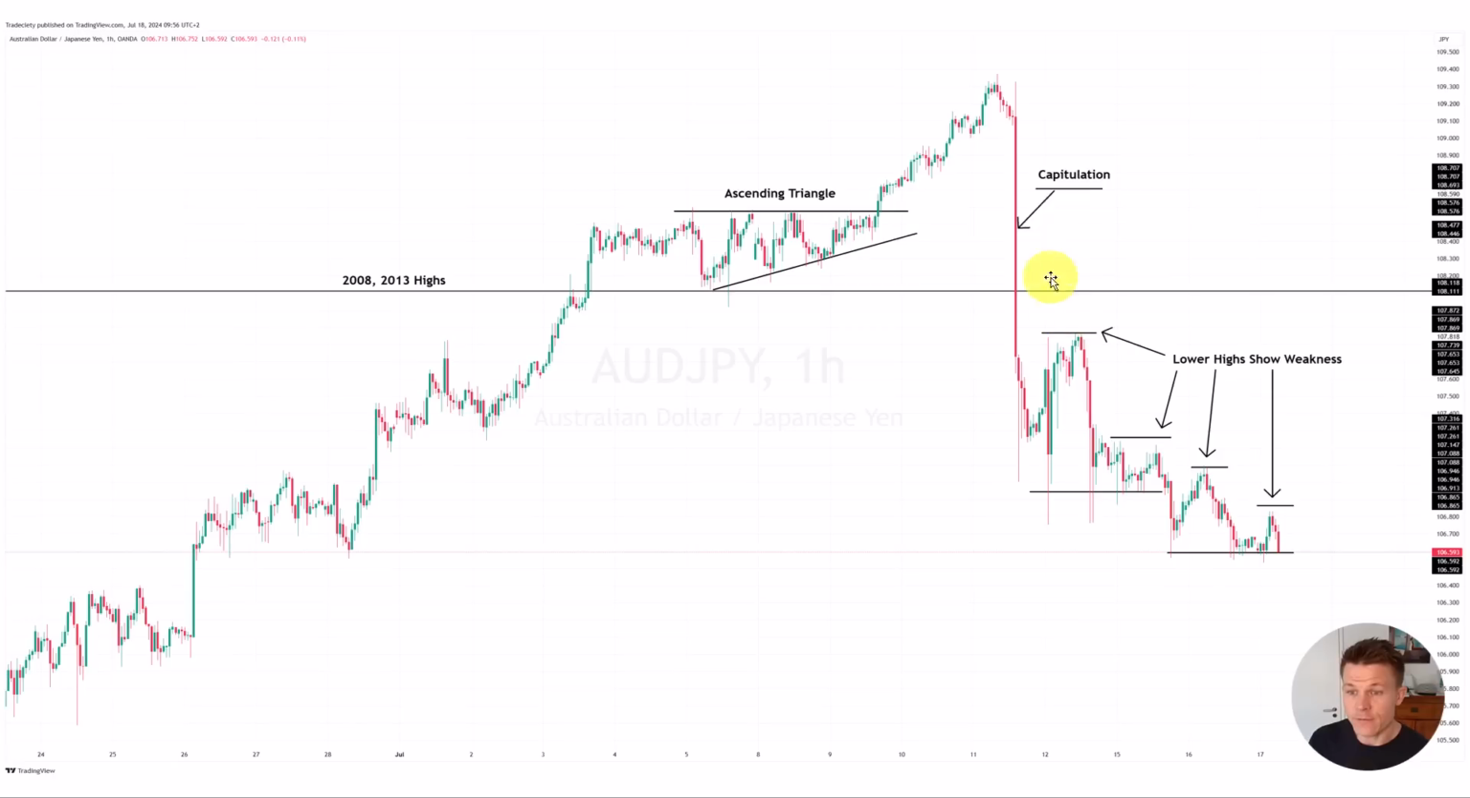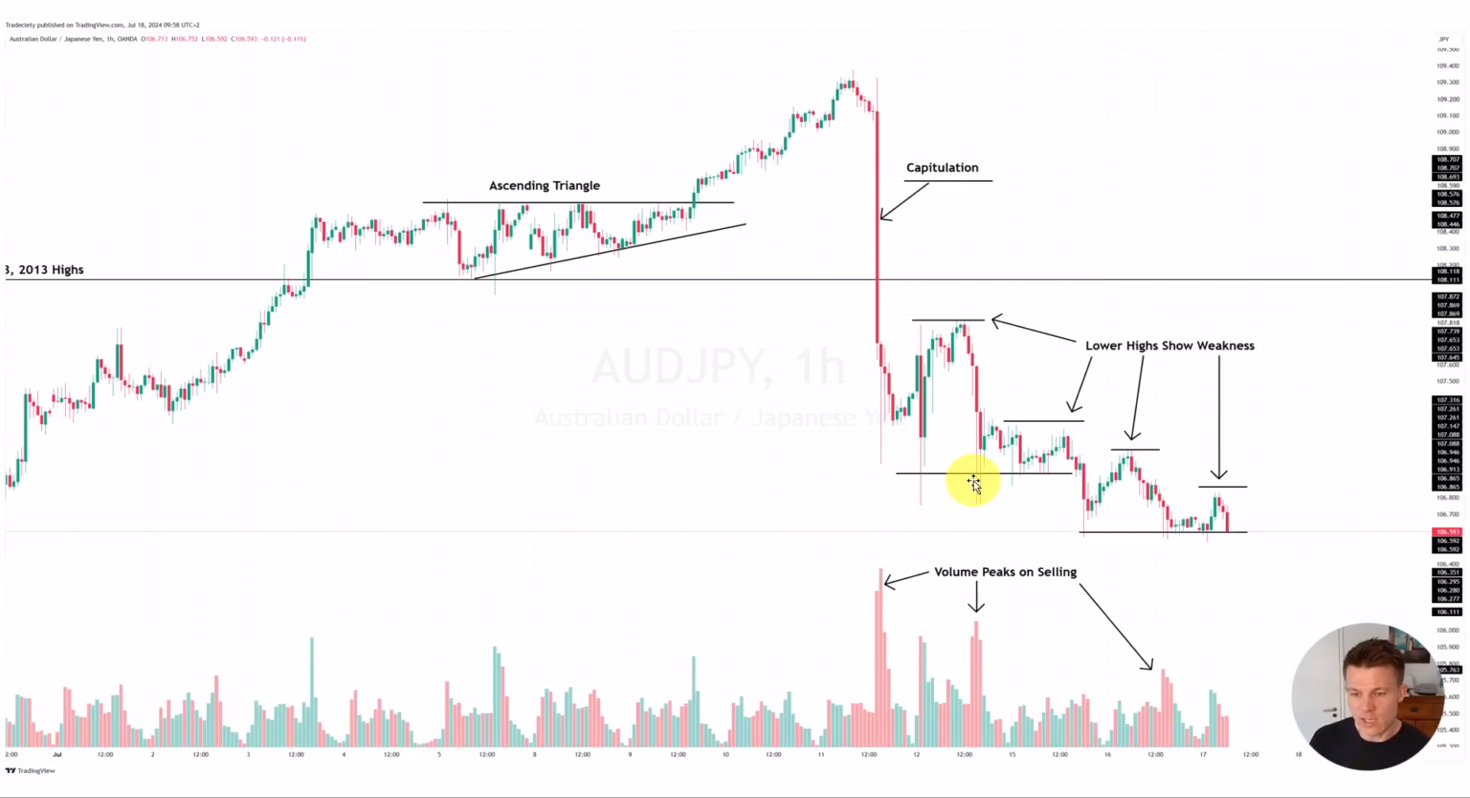We see then afterwards that the market is making lower highs, and this is a lot of weakness here in the market. The market is pushing into the support level, it's breaking it, and each time the market pushes into the support level, the reaction is weaker and weaker as the price bounces higher less and less. We can add here volume, and what we'll see is that we have peak volume on selling.